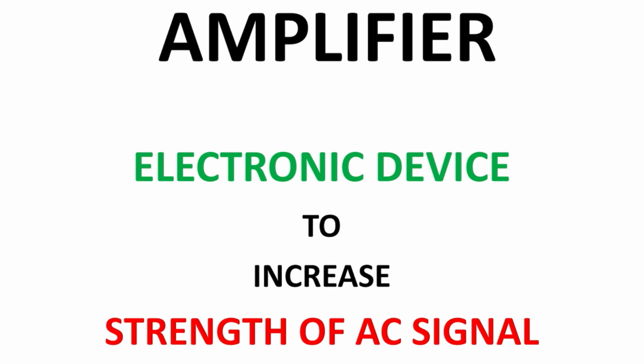In this video, I will share an experiment to study variation in voltage gain of an amplifier with change in frequency of input AC signal and hence determine bandwidth of the amplifier. An amplifier is an electronic device that raises the strength of an AC signal.